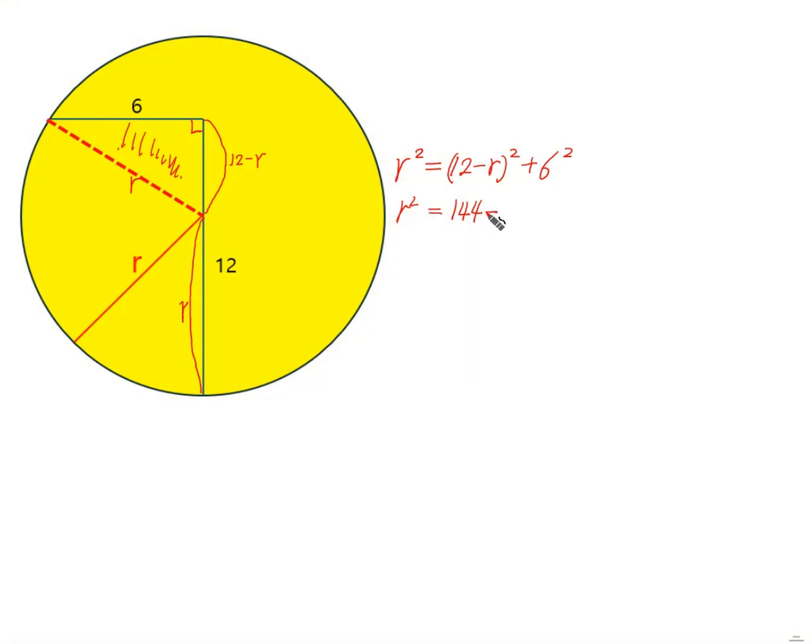R square equal 144 minus 24R plus R square plus 36. R square erased. Then 24R equal 144 plus 36 is 180.